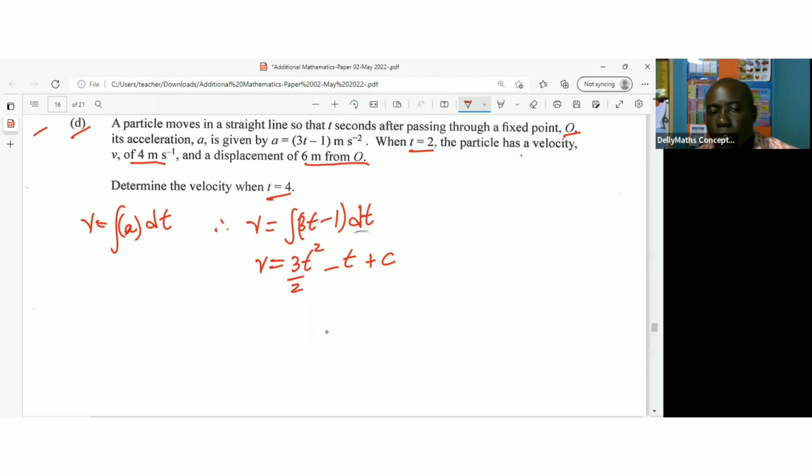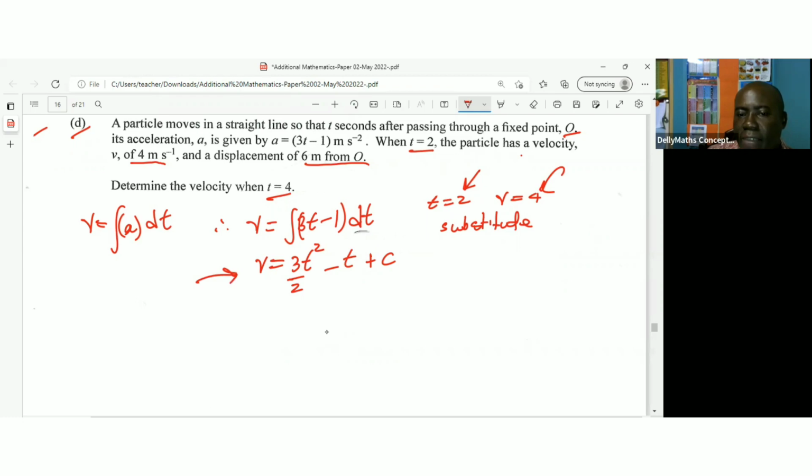To find c, we'll use information that was already given. We were told that when t is equal to 2, our velocity was equal to 4. So when t was 2, the velocity was 4 meters per second. We're going to substitute these values into the velocity function in an effort to find c, the constant.